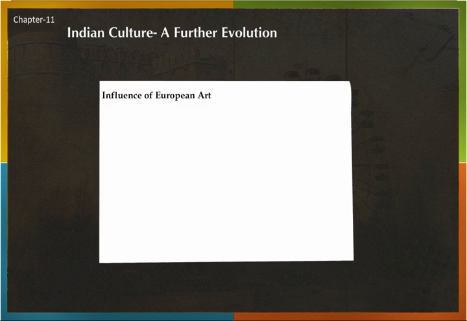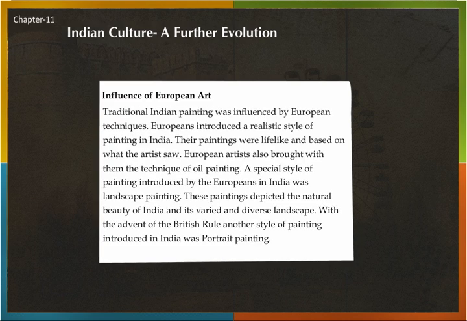Influence of European art. Traditional Indian painting was influenced by European techniques. Europeans introduced a realistic style of painting in India. Their paintings were lifelike and based on what the artists saw. European artists also brought with them the technique of oil painting. A special style of painting introduced by the Europeans in India was landscape painting. These paintings depicted the natural beauty of India and its varied and diverse landscape.